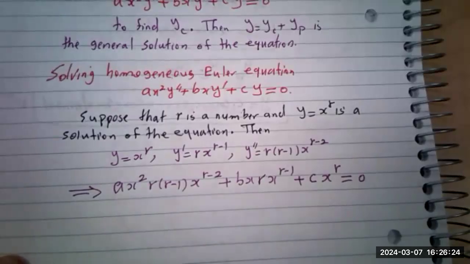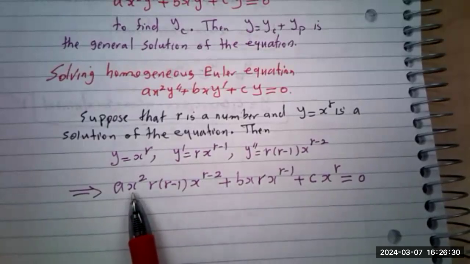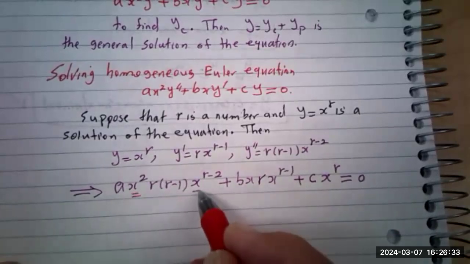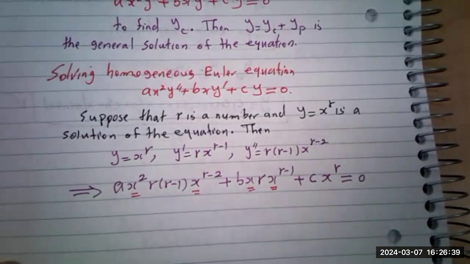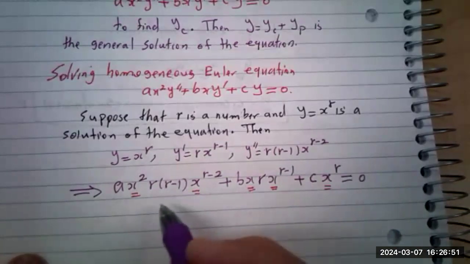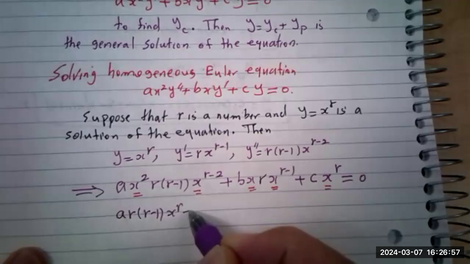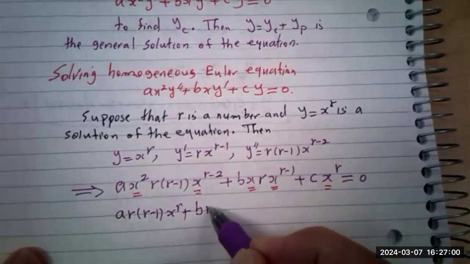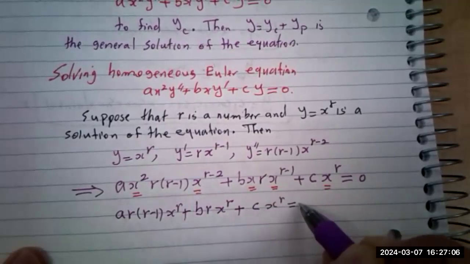Okay. Now simplify these x's. This is x to the r minus 2, and this is x squared. When you multiply them together, that gives x to the r. This is x, and this is x to the r minus 1. That gives x to the r. In the previous case, remember, they were all e to the rx. In this case, it's going to be x to the r. So rewrite it: a r times r minus 1, x to the r, plus b r x to the r, plus c x to the r equal to 0.